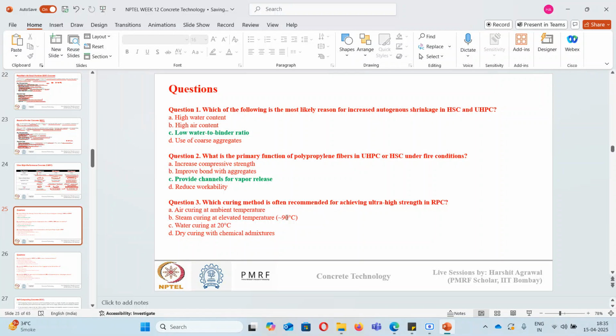Question number three: which curing method is often recommended in achieving ultra high strength in reactive powder concrete? Okay, so initially we talked that the curing can also be a key feature in certain special purpose concrete. So how will curing be a key feature for reactive powder concrete?